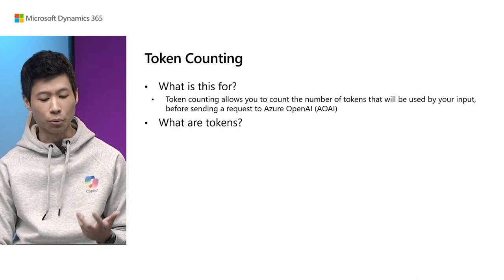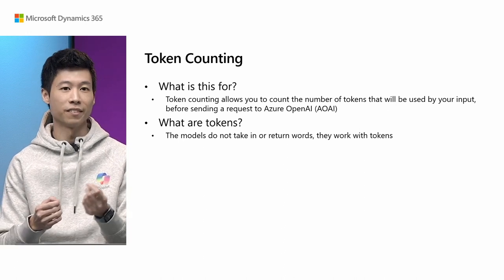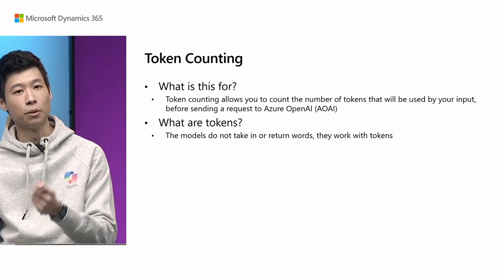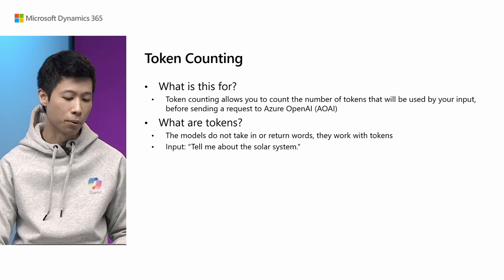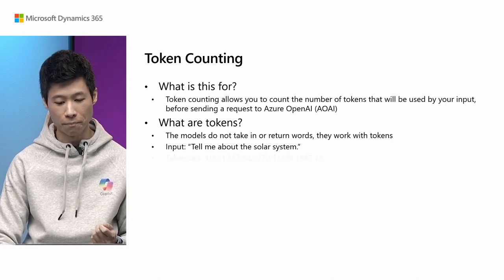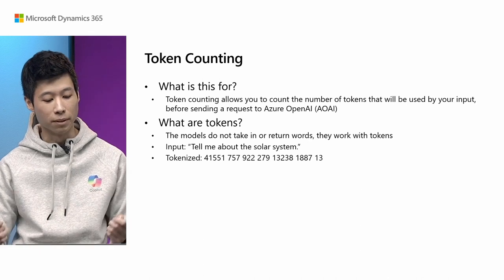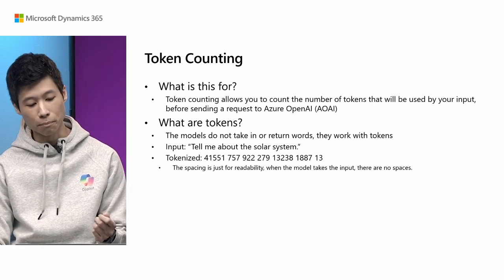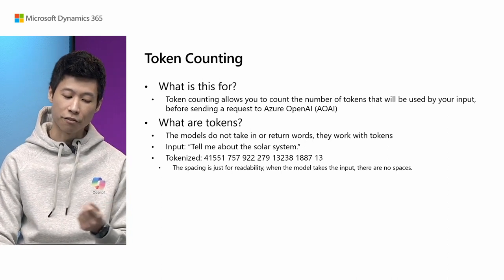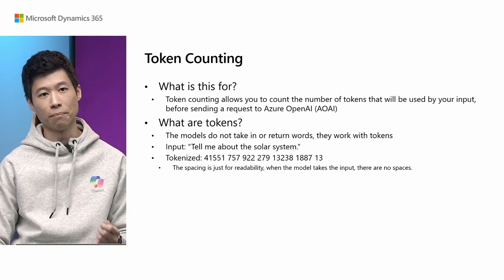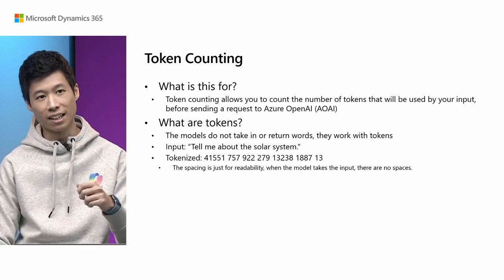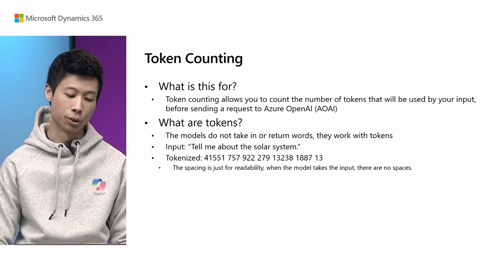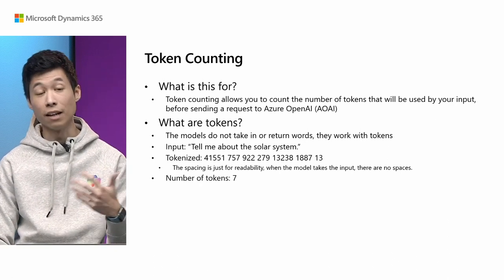And now, what are tokens? Tokens are used by the model because the model does not take in words, and it also doesn't return words. They work with tokens. So for example, with the input, tell me about the solar system, the tokenized version is these numbers. The spaces are there only for our readability. The first one, 41551, would represent tell. This is not an exact representation, however, it's what the tokenized version is. It's not always one word to one token. And in this case, we have 7 tokens.